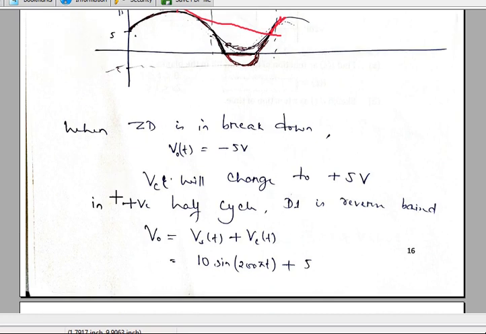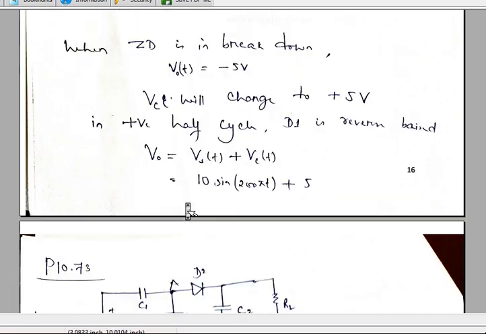I have written down all the analysis. You can go through it one time.